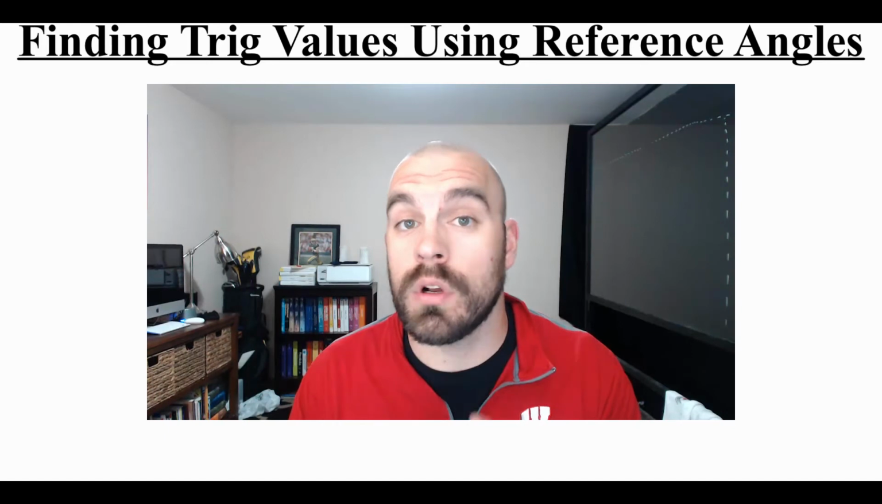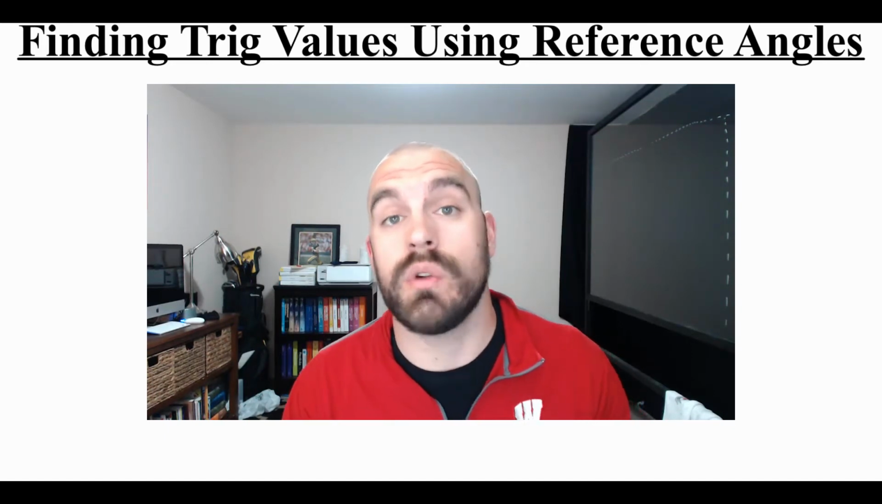In this video, we're going to look at finding trig values using reference angles to help us out. Now we're going to combine a few different ideas that we've been talking about in this chapter to try to help us find some trig values. And the first thing we're going to look at is finding the cosine of a negative 240 degree angle.